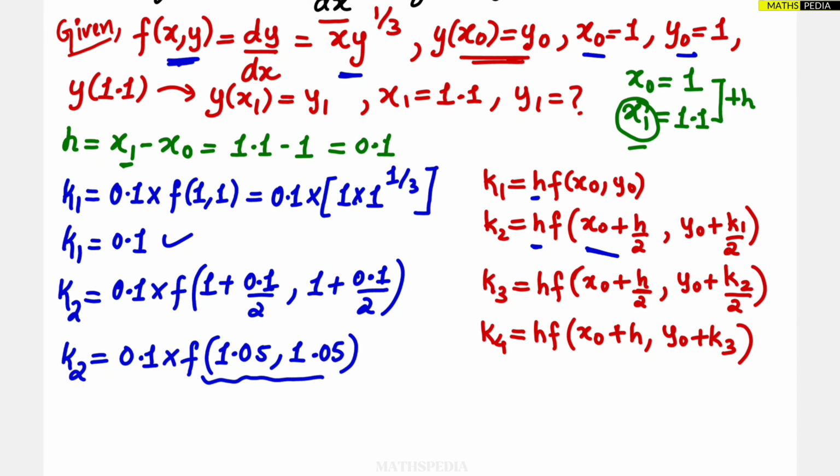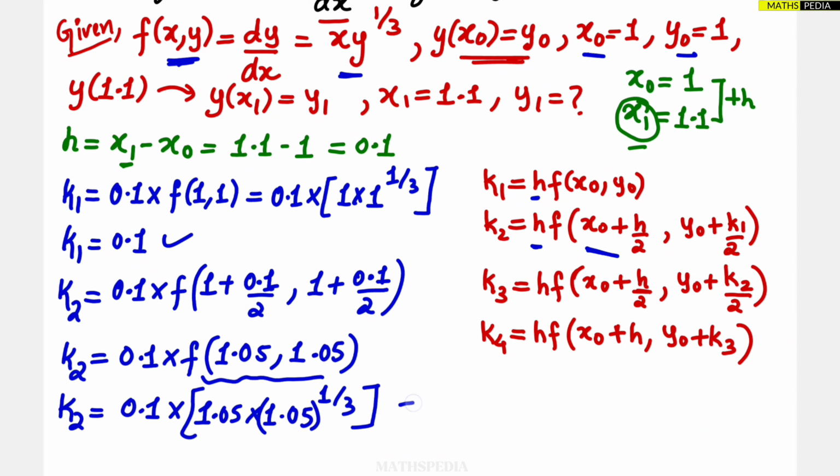Now this particular thing we have to substitute in F of x comma y, right? The function. So 0.1 into, now the function you have to substitute, that is xy power 1 by 3. So it will be 1.05 into 1.05 power 1 by 3. So you can put the bracket, 1 by 3 you have to do. Use the calculator to find the answer. The answer you will be getting is 0.1067.